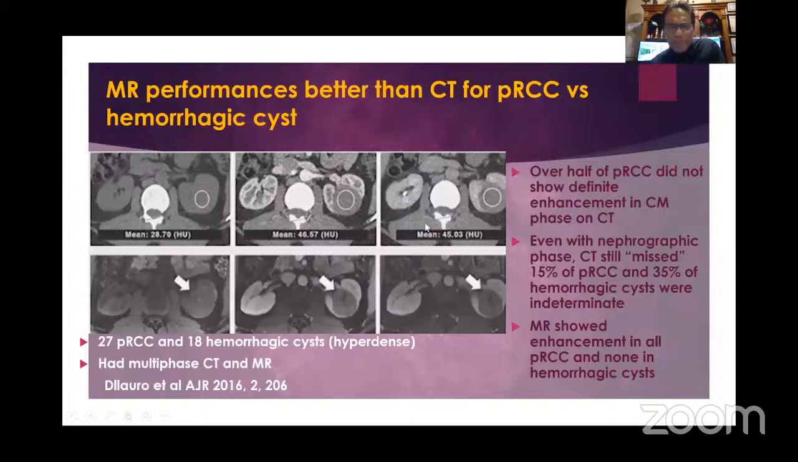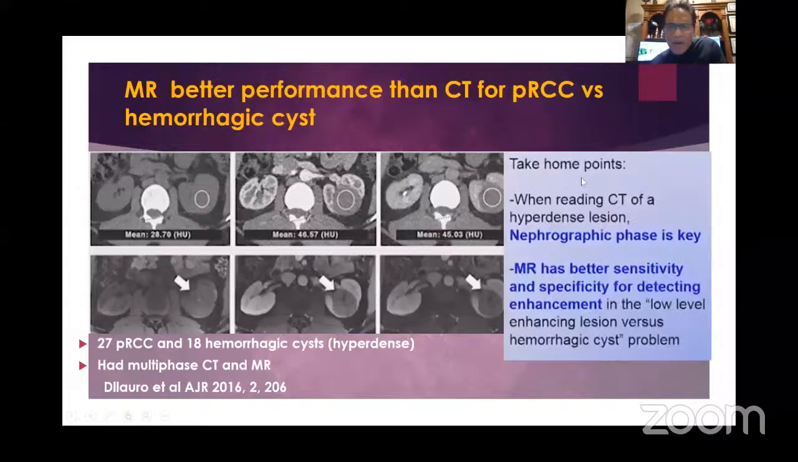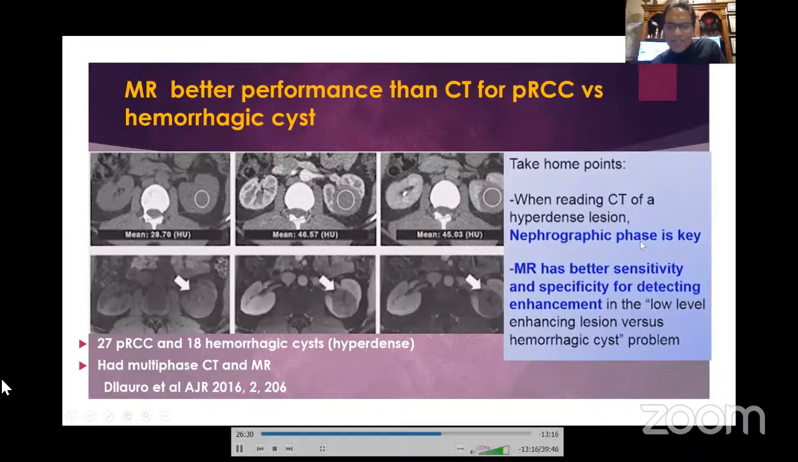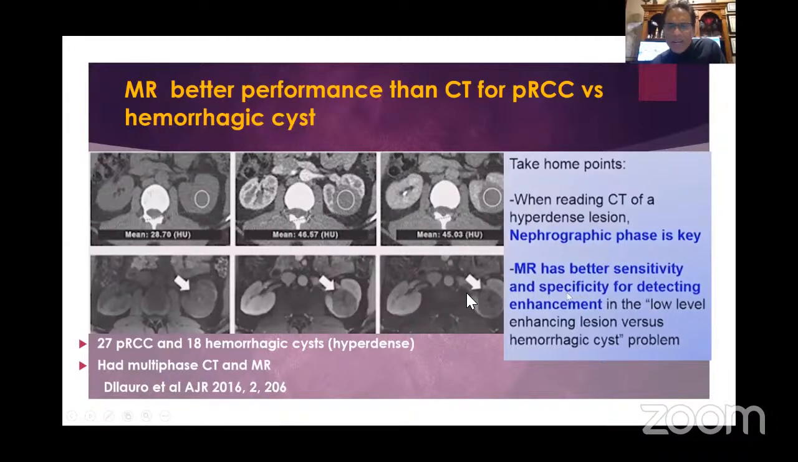So the take-home point is that when reading CT scan for a hyperdense lesion, nephrographic phase is key, although you are still going to call some lesions indeterminate. MR has better sensitivity and specificity for detecting enhancement of low-level enhancing lesions versus hemorrhagic cyst in these patients.